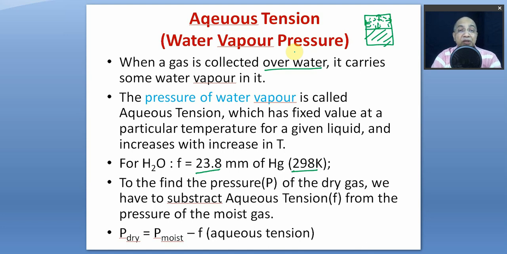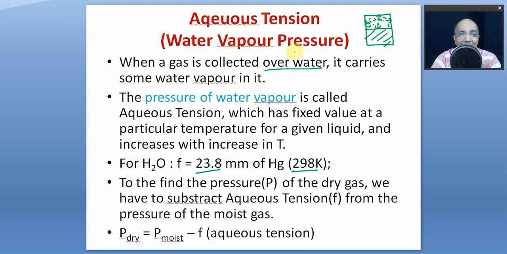So whatever pressure measurement we make by using a manometer, that is the sum of the vapor pressure of water and the pressure of the dry gas. We are interested to know the pressure of the dry hydrogen gas. For example, we have collected hydrogen. That is our experiment. But this is a villain. Water vapor is coming as a villain with hydrogen gas and increasing the pressure, right?